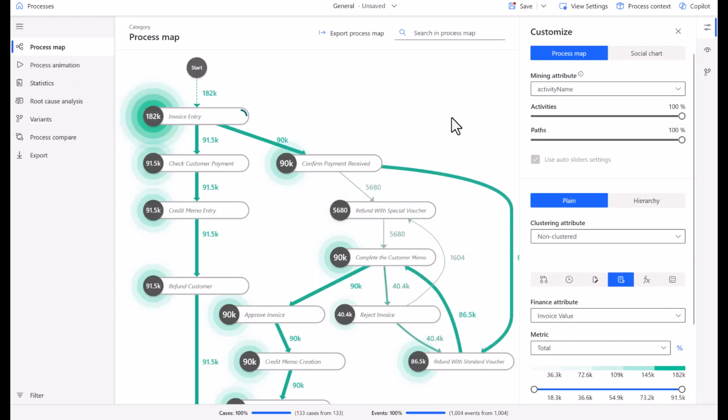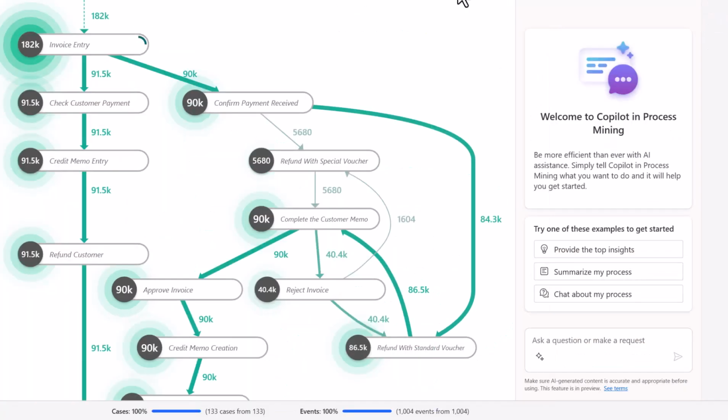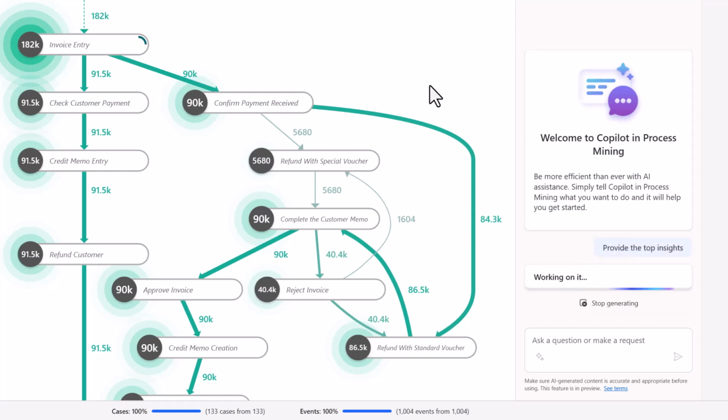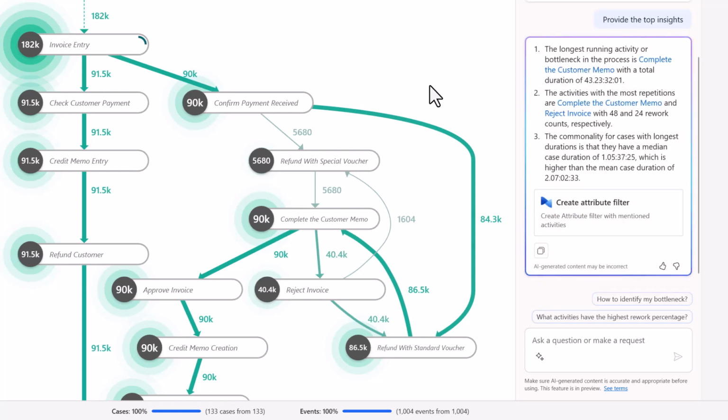One thing I mentioned earlier is that yes, we have a Copilot here also. So now let me invoke my Copilot, and Copilot absolutely helps me understand insights. I'm going to ask my Copilot to provide top insights from the process map. In a few seconds, you should see a few insights coming our way. As you see right there, it indicates the longest running activity and the most repetitions for specific tasks, which are reject invoice and complete the customer memo here. The commonality for cases with the longest duration, in terms of median case duration, is also mentioned there.